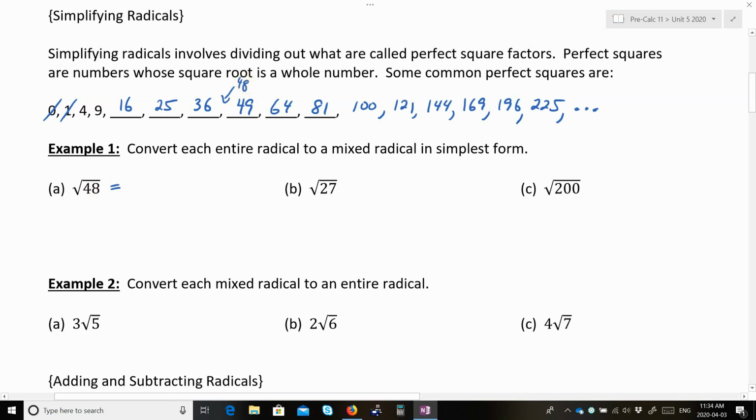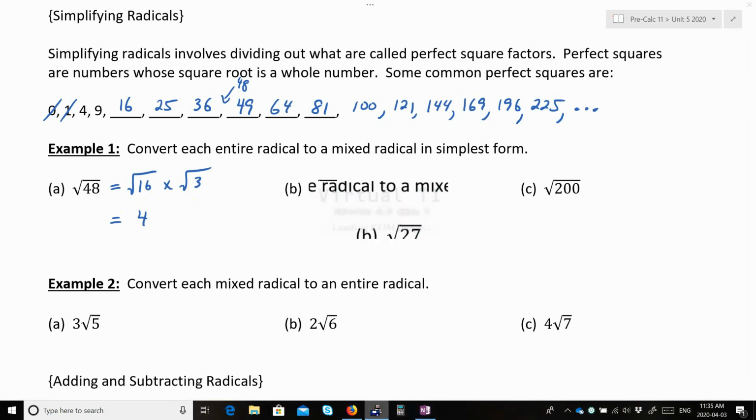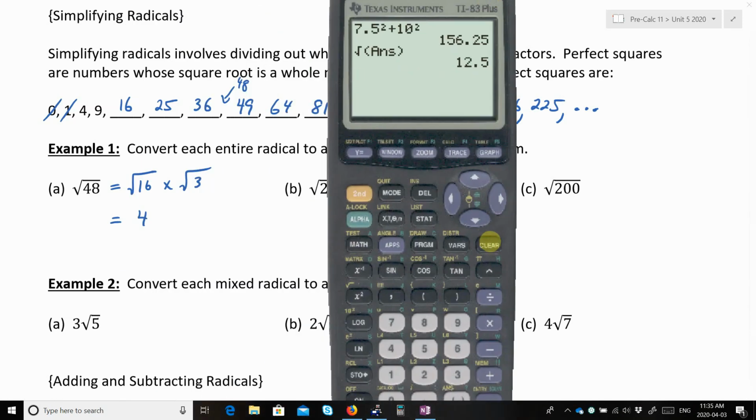So we're not going to try anything that's larger than 48. We would start with 36. 36 doesn't go into 48. 25 doesn't go into 48, but 16 does. And so you can write the square root of 48 as the square root of 16 times the square root of 3, because it's 16 times 3 that equals 48. And then from there, the square root of 16 is a nice number, 4. The square root of 3 is a not so nice number, and so we're going to leave it as the square root of 3.